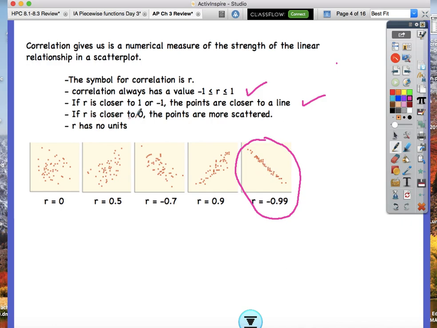But the closer that r is to 0, the points are more scattered. So like here's an example of where your correlation is 0. It's really almost impossible to even find a pattern. And then also r has no units.